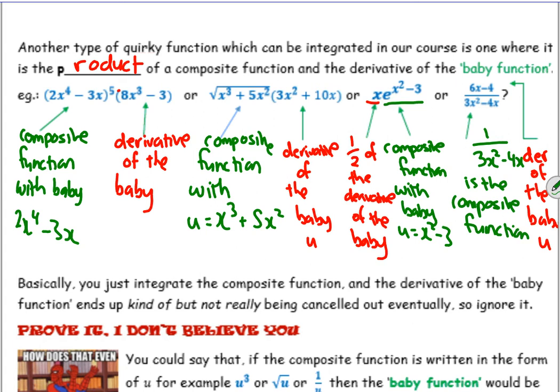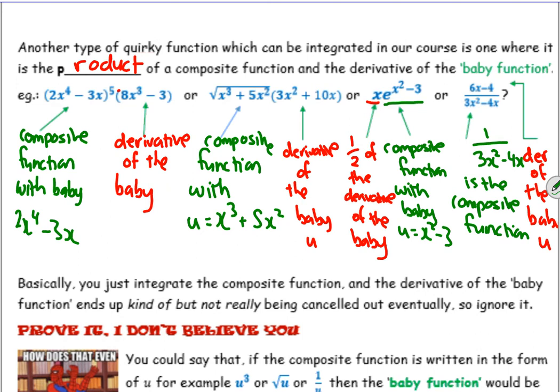Yeah, that thing, 1 over 3x squared minus 4x, is the composite function, and the baby would have been the 3x squared minus 4x. So for that one you worked out that the product of the derivative and the composite would have simplified. Yeah, exactly. For these ones, the product, we didn't expand them, we just left them next to each other. Whereas this one was a fraction times the derivative of the baby, and they combined them. So rather than write it as this green thing and then 6x minus 4 next to it, they combined it, which made it a little bit harder to see.